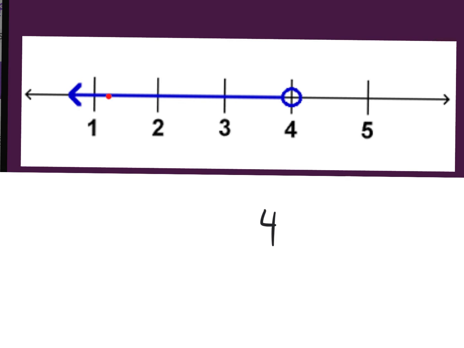And it's going to the left, and I hope we remember anything to the left is less. Anything to the right is greater. Okay, so this is going to the left, which means x is less than the value of 4. Now, if that would have been a solid dot, it would be a less than or equal to. But that's just x is less than 4, because it's going to the left.